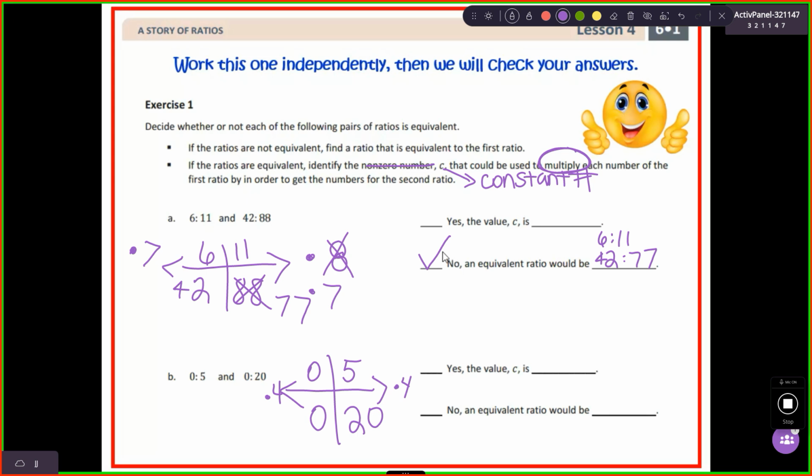So, are these ratios equivalent? Yes. And what was our C? Another word for C, our constant number, is the number that we multiplied by. Our constant number is 4. Was that hard?